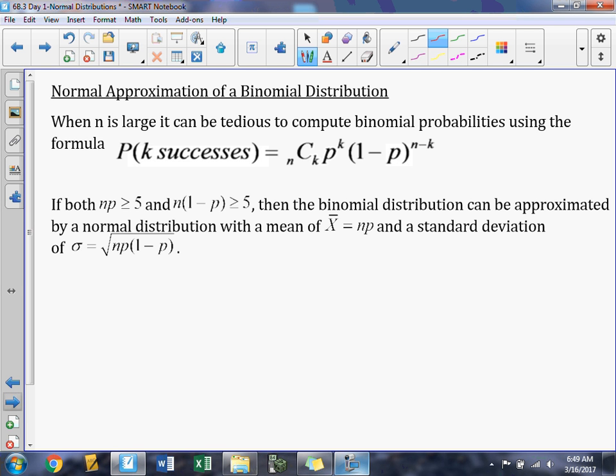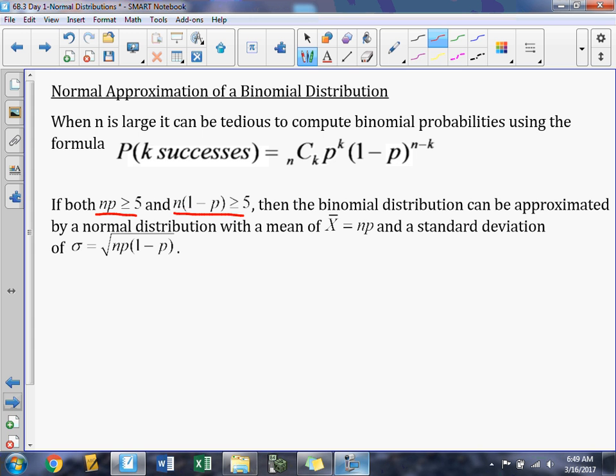It would take forever, even with some technology. So it says, if these two conditions are met, if both n times p, which is the number of trials times the probability of success, is greater than or equal to 5, and n times the probability of failure, so the number of trials times the probability of failure, is also greater than or equal to 5, then you can take the binomial distribution and approximate it with a normal distribution.